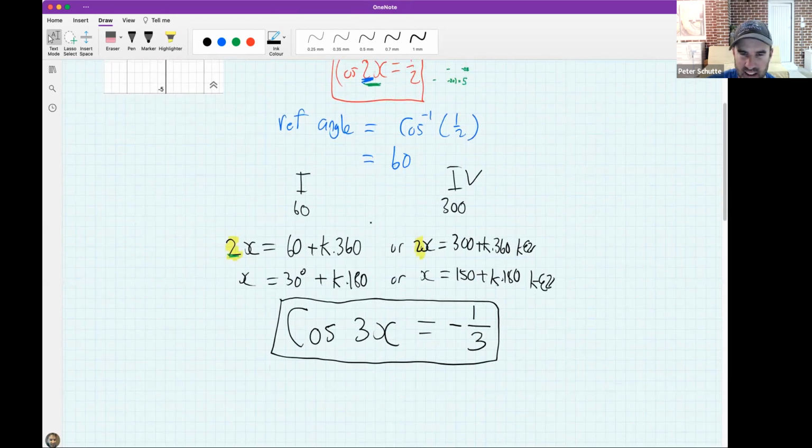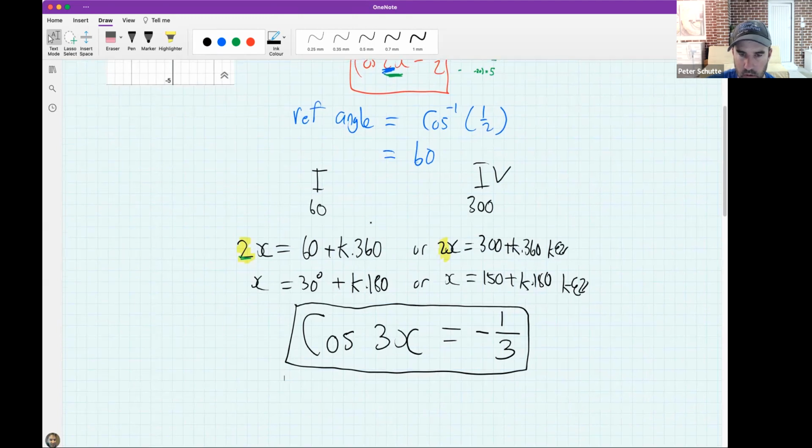Can you all see okay? Coco, can you see okay? Yeah, that's all good. Okay. Because it is important that we look at some of the more complicated trig equations, but the method is almost the same. We just modify it slightly. And I'm going to give you 5 minutes to do that.